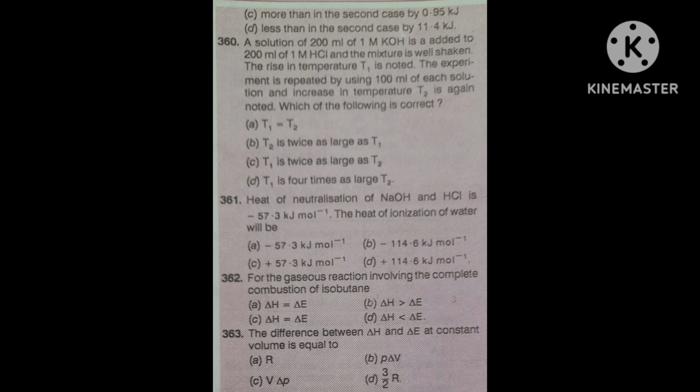Again I am repeating the question. For the gaseous reaction involving the complete combustion of isobutane: delta H is equal to delta E; second, delta H is greater than delta E; the third option is actually written the same in the question; fourth, delta H is less than delta E.